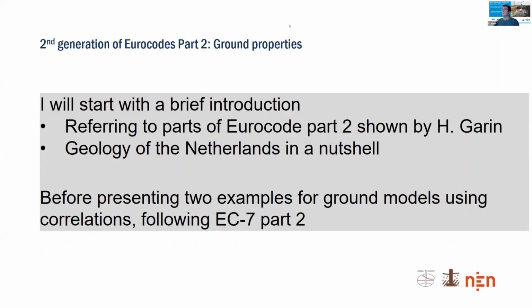So I'll start with a brief introduction referring to parts of Eurocode Part 2 as shown by Hakan Garin. Then I'll have to tell you something about the geology of the Netherlands in a nutshell. Otherwise, you will probably not understand where these projects fit into different kinds of sediments. And this I will do before presenting the two examples for ground models using correlations and actually following EC7 Part 2.